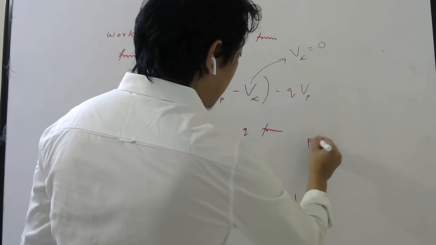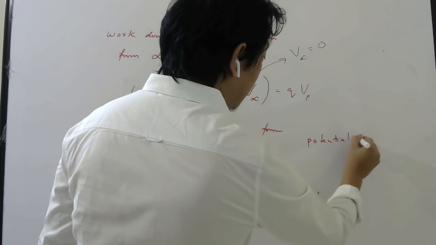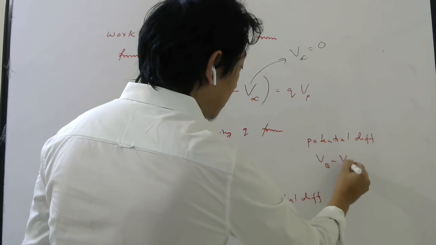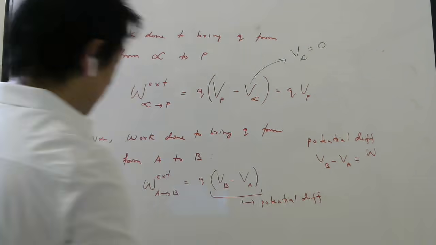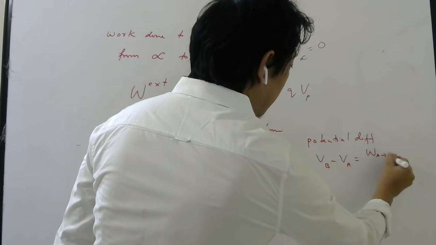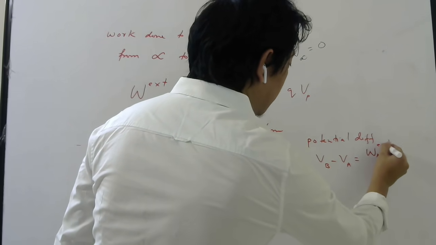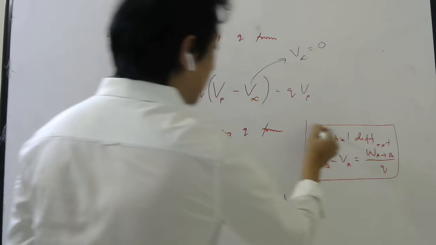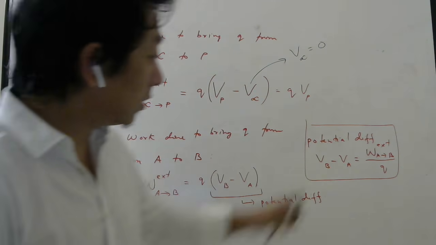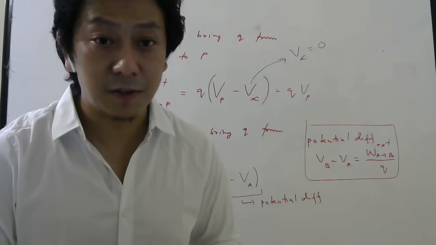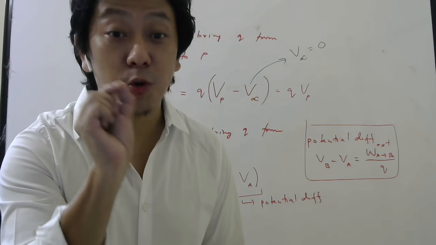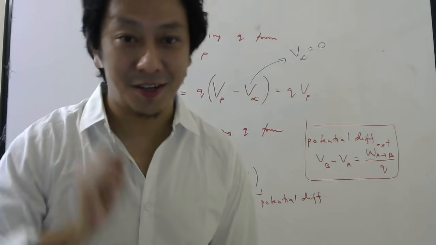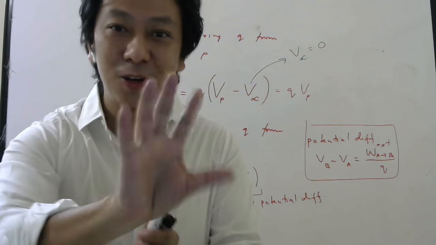So how will you define potential difference? Suppose I ask, so potential difference Vb minus Va will be work done from A to B by some external force divided by charge. So this is something very, very useful. Let me revise once. What is potential at a point P? Potential is work done to bring 1 coulomb charge from infinity to that point against the electric field.